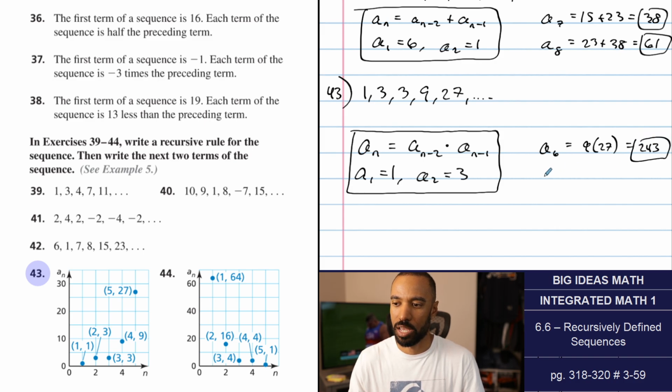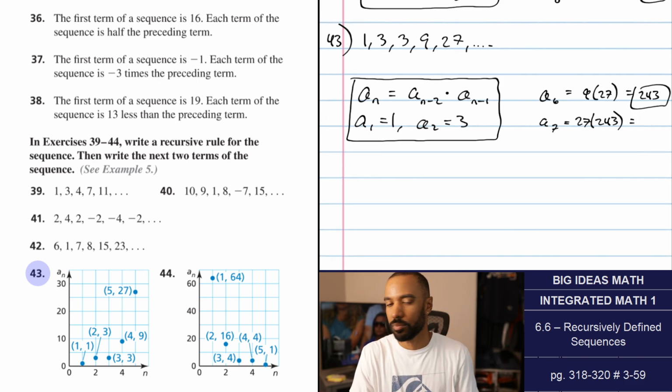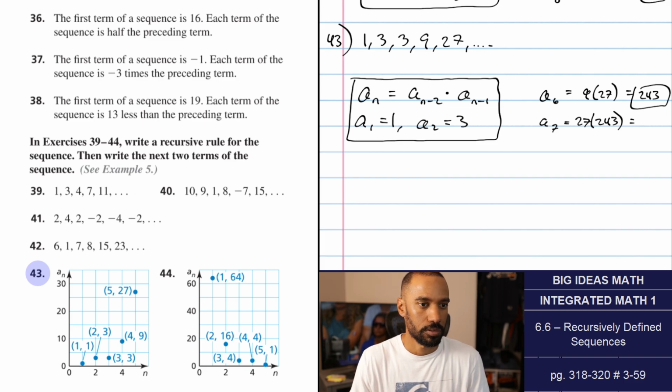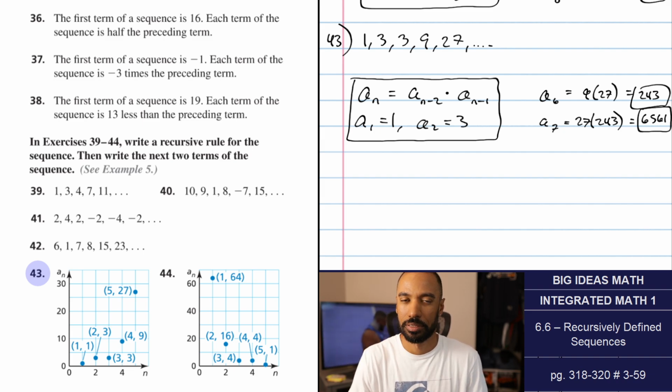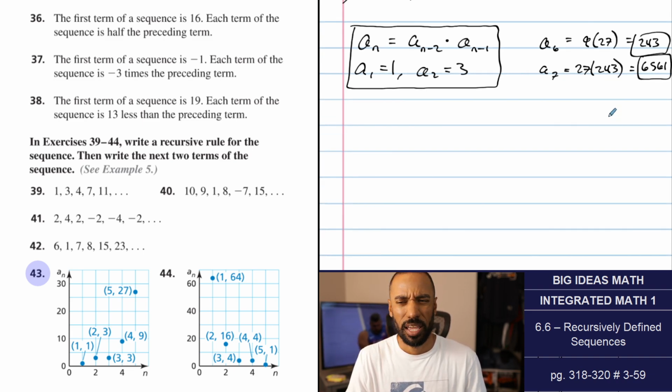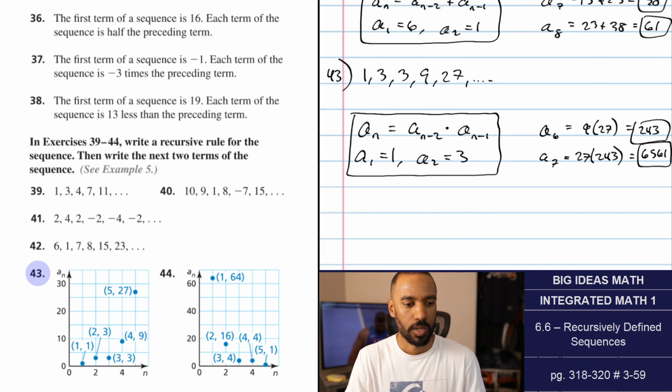And now I have to do 27 times 243. I'm going to use the calculator here. Don't want to make a mistake. I'm getting 6561. I think that's a perfect square of some number. I don't remember which one. I don't know. 81 squared. So 6,561. Okay, number 44, last one of that set.